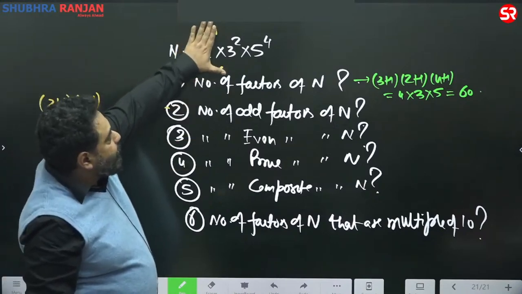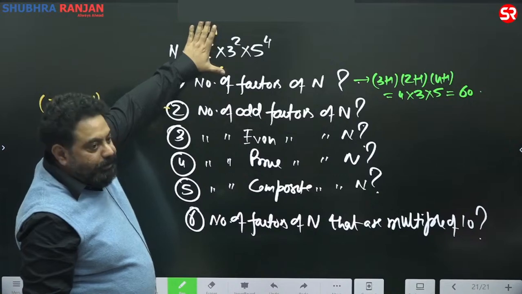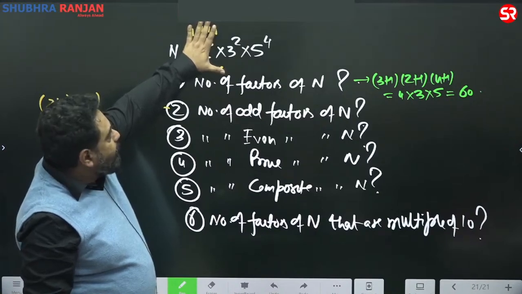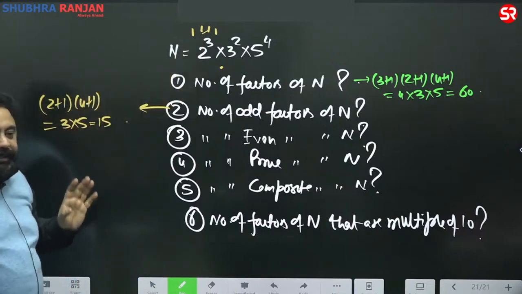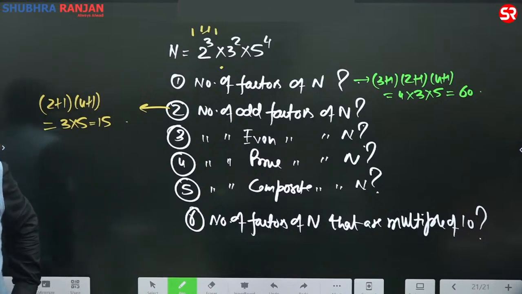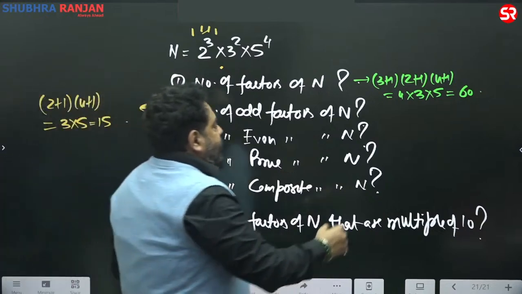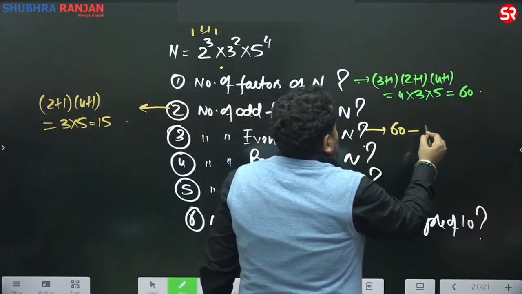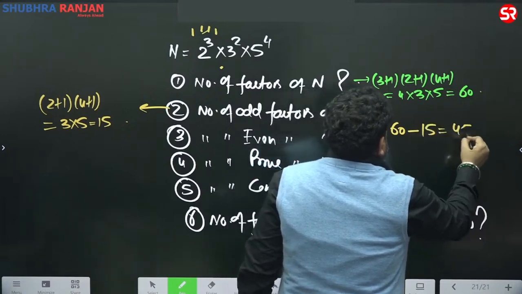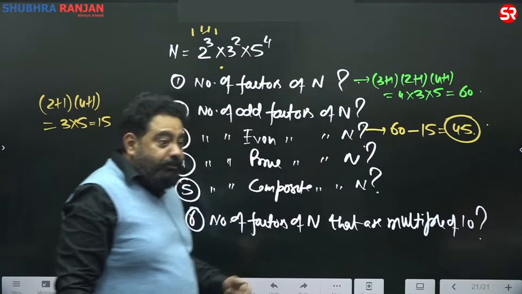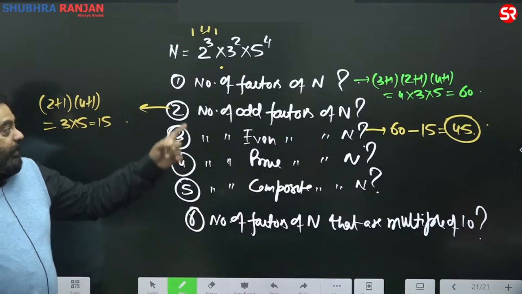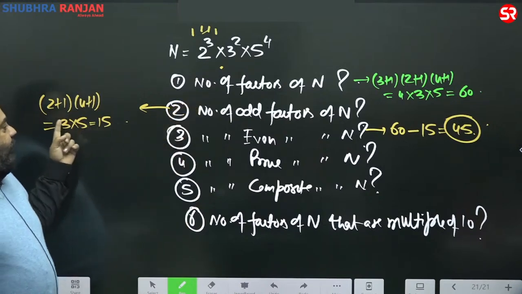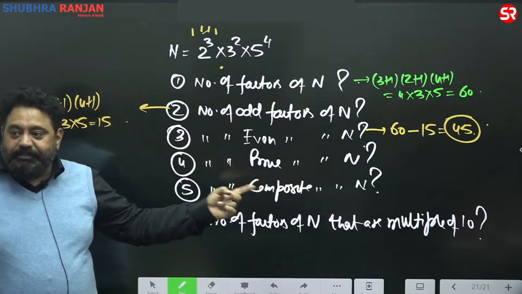Just hide 2 and its powers, and 3 to the power 2 and 5 to the power 4 is left. Odd prime numbers are 3 and 5, so 2 plus 1 and 4 plus 1. 2 plus 1 is 3, 4 plus 1 is 5, 3 into 5 is 15. Clear? So how many even factors will there be? Total 60 minus 15 odd, 45 even factors. Guys, there are 45 even factors. Total is 60, odd is 15, so even is 60 minus 15, 45.